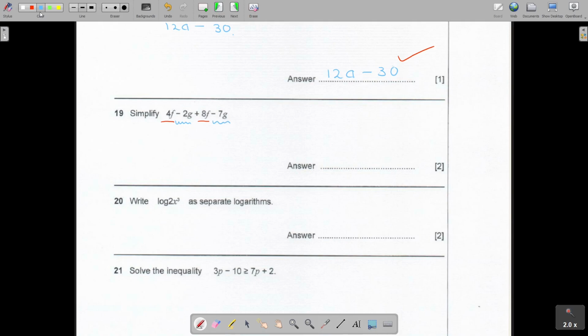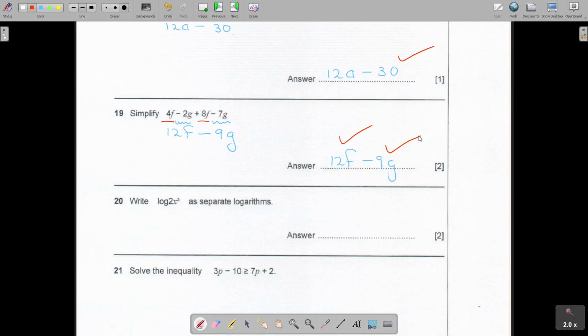So 4f plus 8f. Okay, it's like apples. So this is going to be 12f. And then negative 2, press on your calculator if you struggle with negative numbers. So negative 2, negative 7, that's negative 9g. Okay, so grab that side. So it's 12f minus 9g. And in this case, they would have looked for positive 12f, negative 9g, 2 marks.